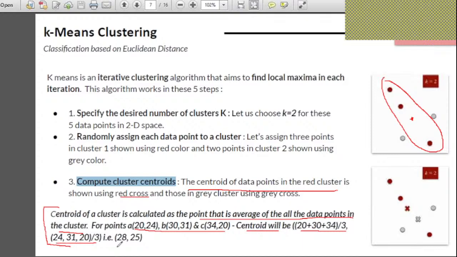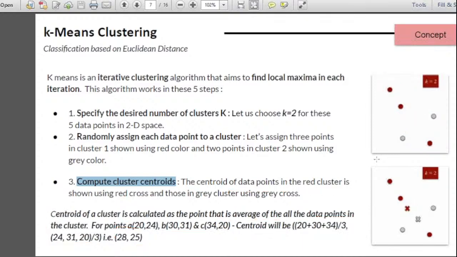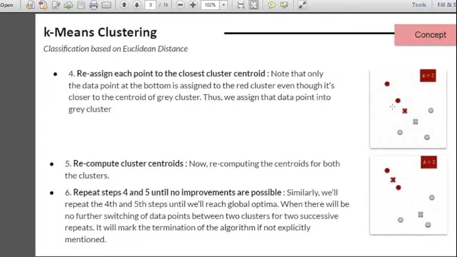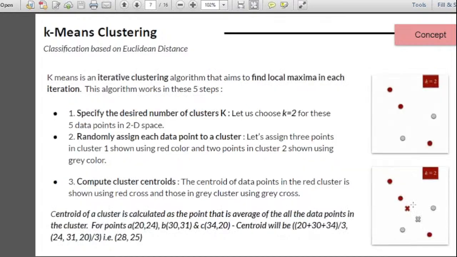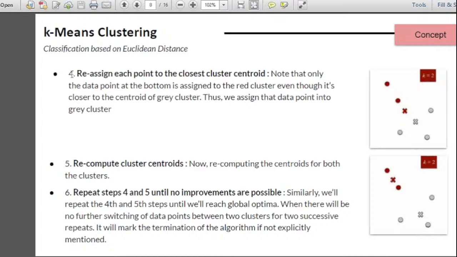Is that clear? Centroid is clear to all of you? So for these 3 red points, when I calculated the centroid, it comes out to be this red cross. And for these gray, it comes out to be the gray cross. Right? This is our third step. Fourth step. Now when I have 2 centroids, I reassign each point to the closest cluster centroid.